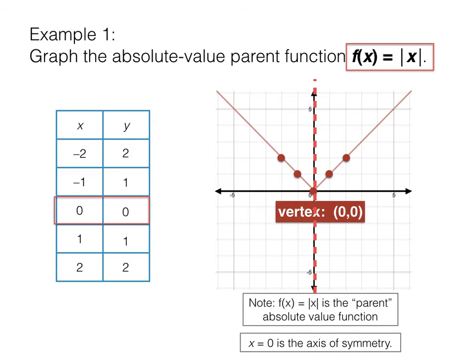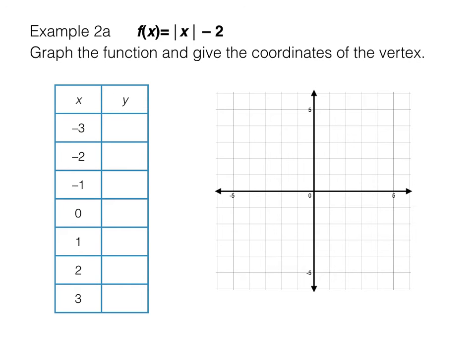So now we're going to take another function which is related to this parent function. F of x equals the absolute value of x minus 2. And we're going to substitute our x's into the function and get corresponding y values. So f of -3 is the absolute value of -3, which is 3, minus 2, that's 1. F of -2, the absolute value of -2 is 2. 2 minus 2 is 0. F of -1 is the absolute value of -1, which is 1. 1 minus 2 is -1.